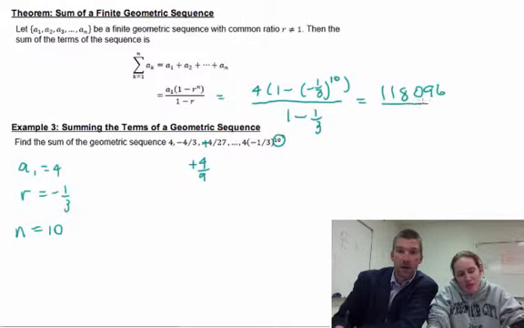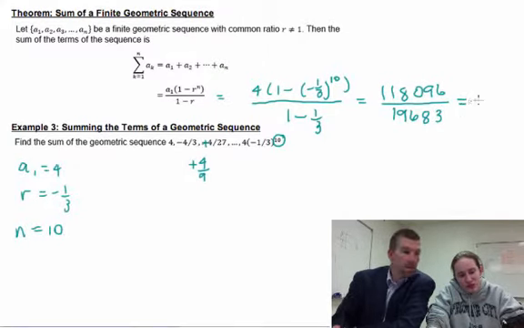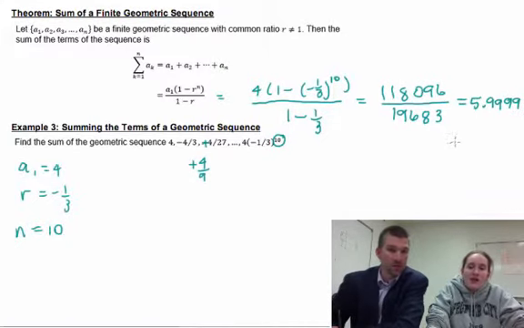So okay, 118,096 divided by 19683. Yes. Or if you change that to a decimal, you would get something that rounds up to 6 pretty nicely. 5.9999, I mean, 989. So almost rounds up to 6 there. That's interesting. So even though we added a whole bunch of things together and we started at 4, we were only getting to 6. Huh.